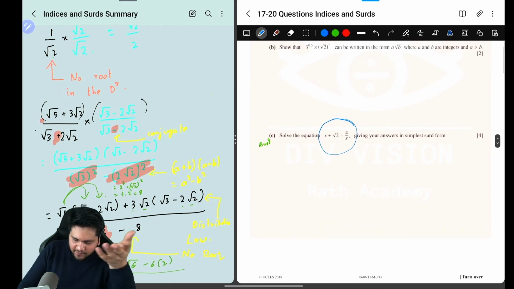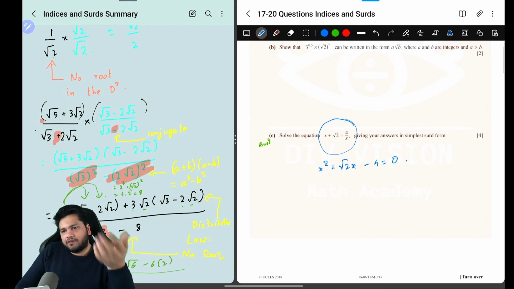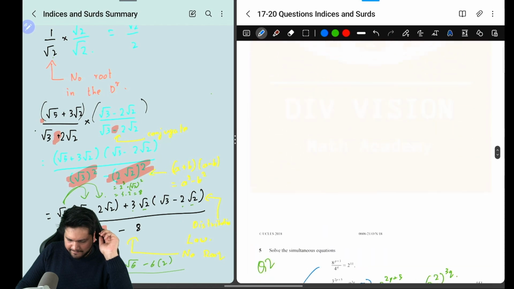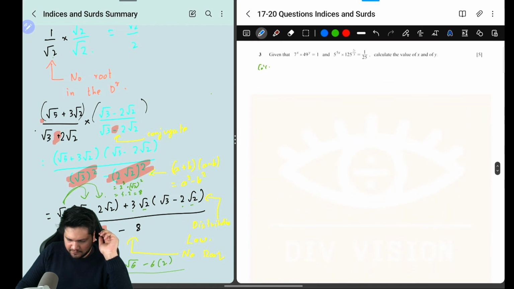Like here also, if I just multiply by x, I'll get x square plus root 2 x minus 4 is equal to 0. Now you just have to find the roots of this equation. You can use minus b plus minus under root b square minus 4ac upon 2a to get the values. Then this we have already done.